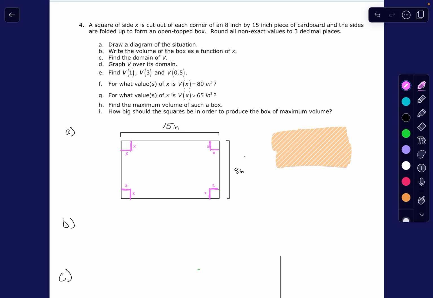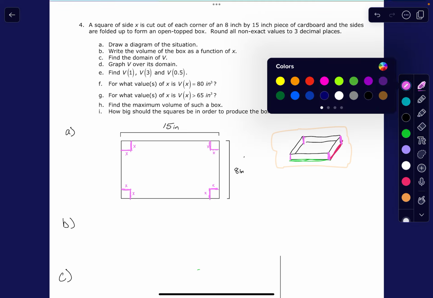Round all non-exact values to 3 decimal places. So first is to draw a diagram of the situation. I've already drawn the situation 2-dimensionally of the object right here, but I want you to take a second to think, what would this look like in 3 dimensions when you did fold this up? Take a second to pause this video and draw the diagram yourself. Are you ready for the reveal? 3, 2, 1. Looks something like this.